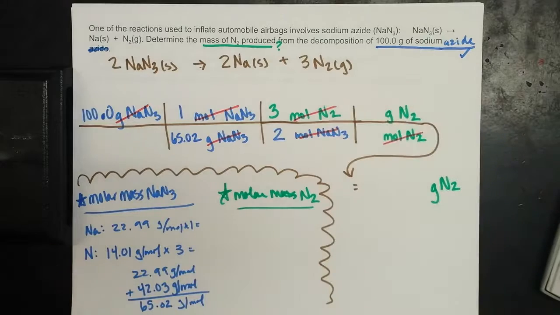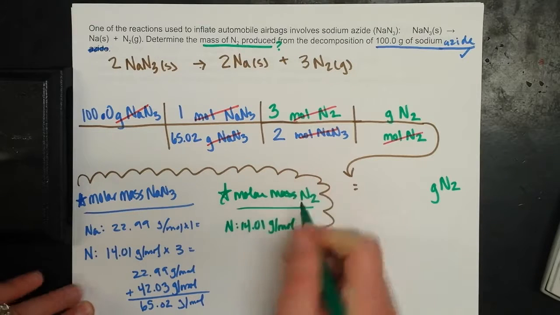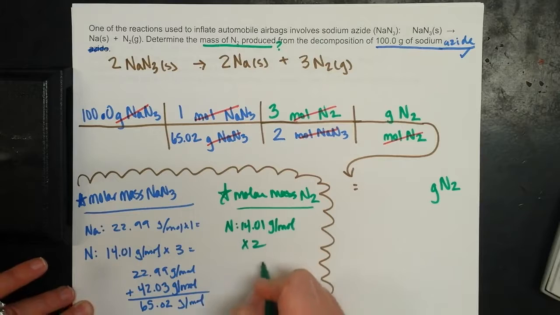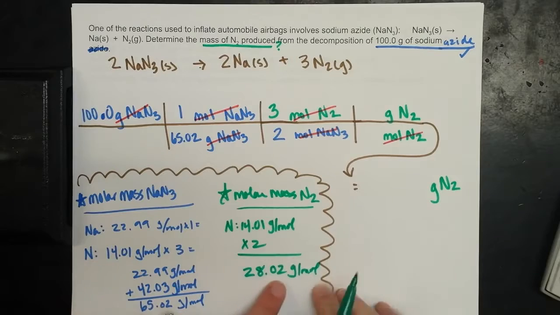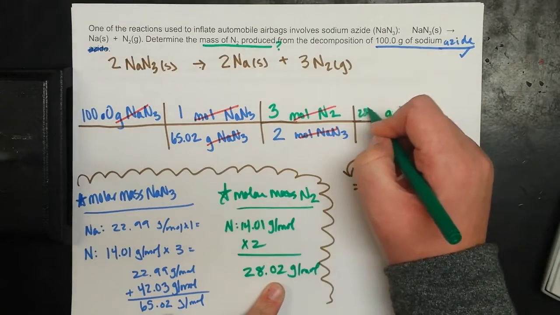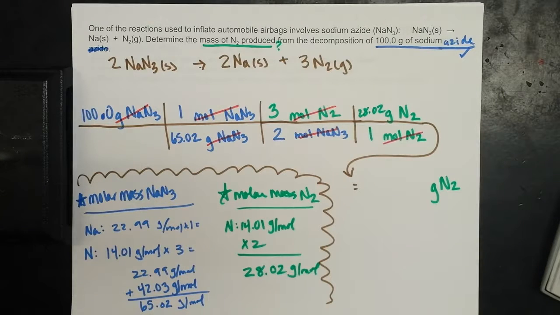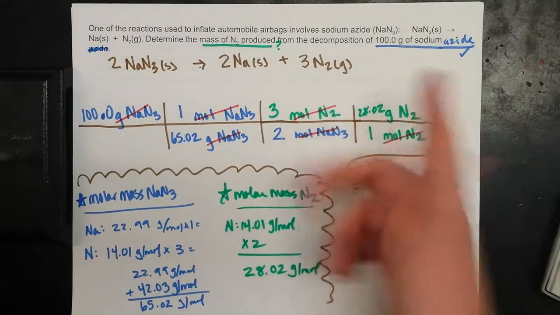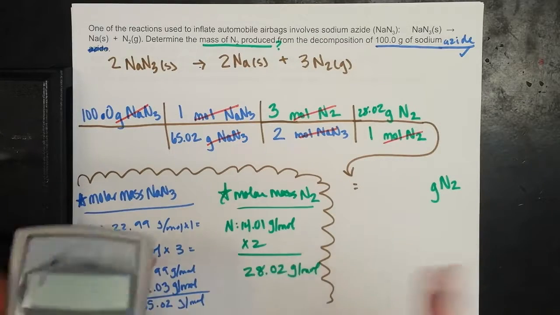Okay. For nitrogen gas, I've got just nitrogen, which is 14.01 grams per mole, but I've got 2 nitrogens in my N2 molecule, so that gives me 28.02 grams per mole. So there's 28.02 grams of nitrogen gas for every mole of nitrogen gas. 1 mole weighs that much. Okay. And my conversion factors are complete. My units are what they need to be.